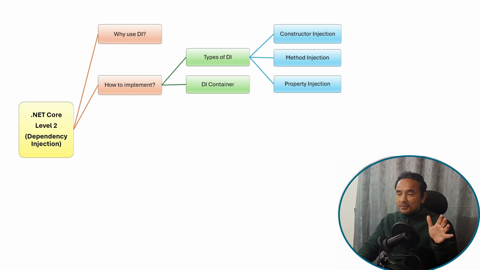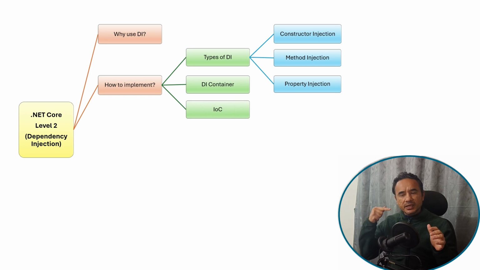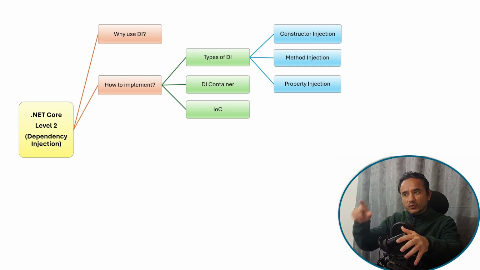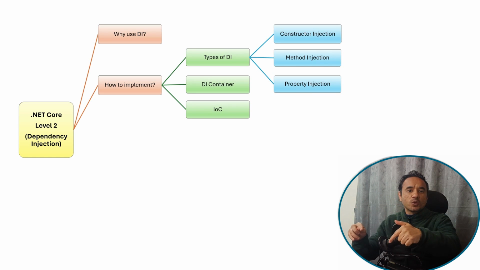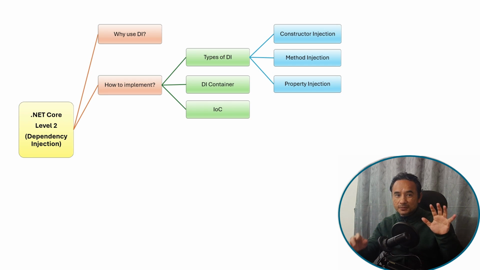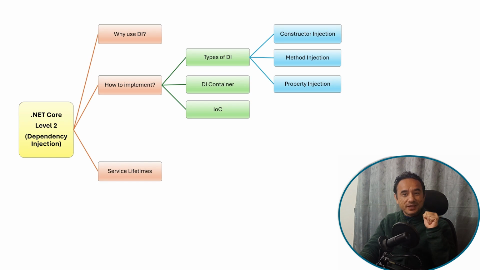Okay. Then my suggestion is also to try to understand the inversion of control design principle, which is used to achieve loose coupling. IOC principle means the control of creating objects is inverted, meaning object creation will be managed by the .NET Core framework via the DI container. Instead of your code, you will not create the objects in your code. That will be done by the .NET Core framework. That is IOC. Okay. And if you are using dependency injection in your project, meaning you are already following the IOC principle.